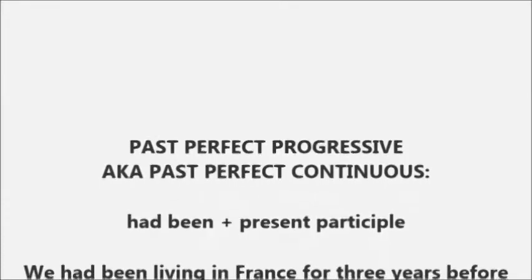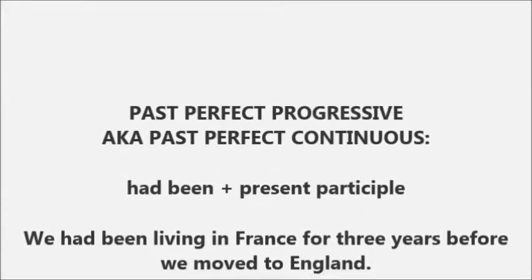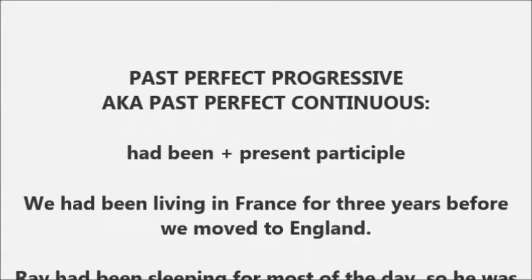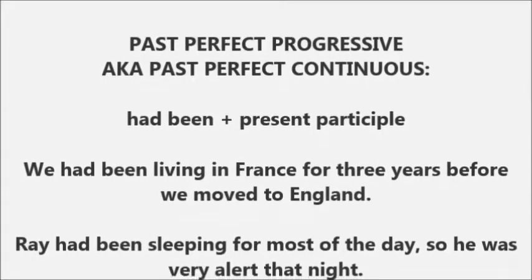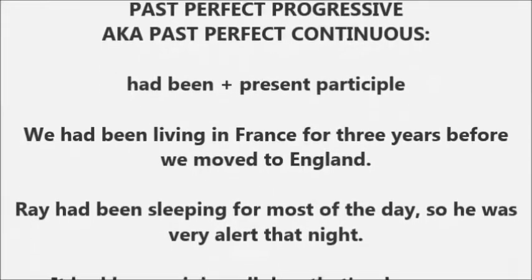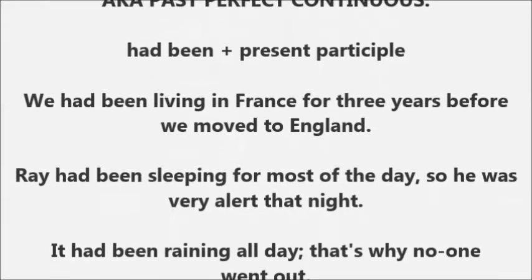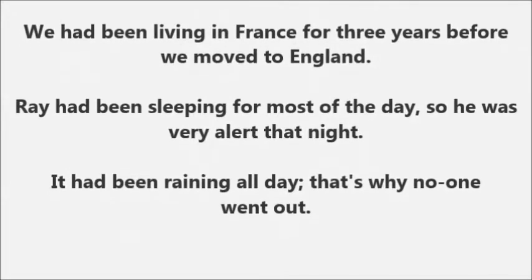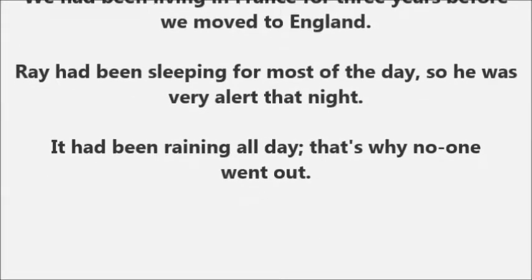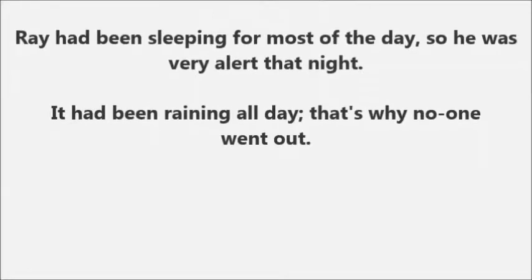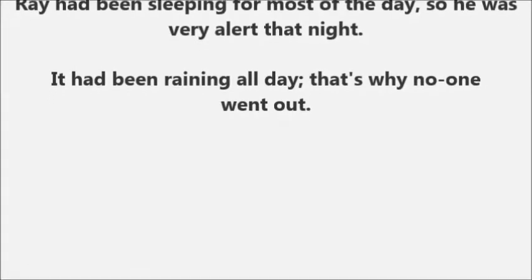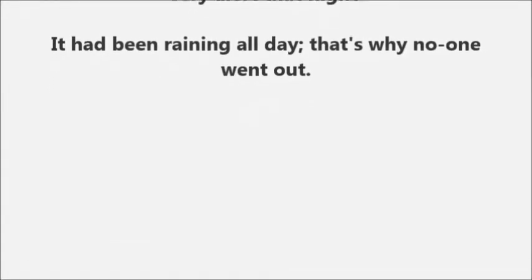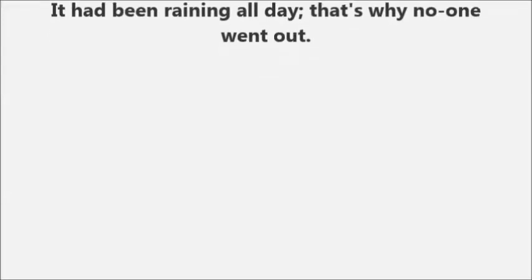So we now move on to the past perfect progressive, also known as the past perfect continuous. Had been plus a present participle. We had been living in France for 3 years before we moved to England. Ray had been sleeping for most of the day, so he was very alert that night. It had been raining all day. That's why no one went out.